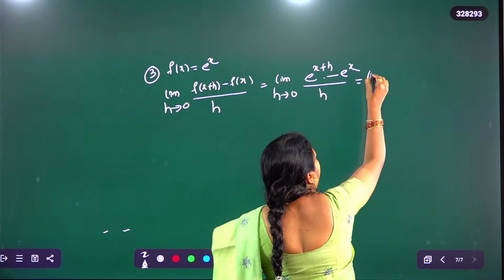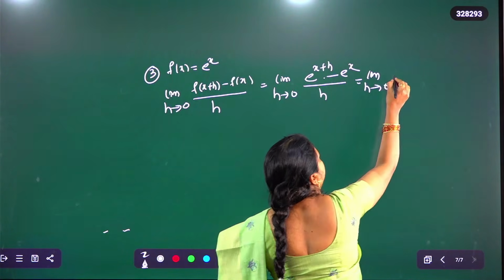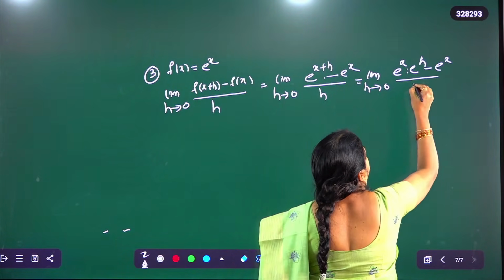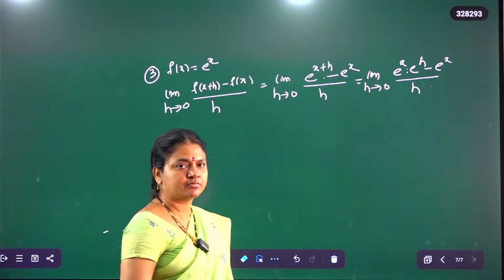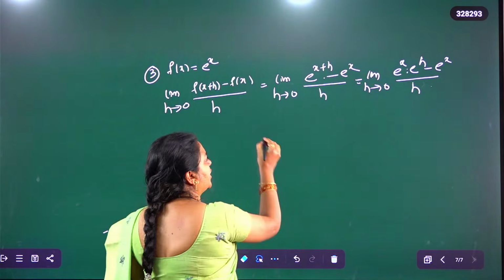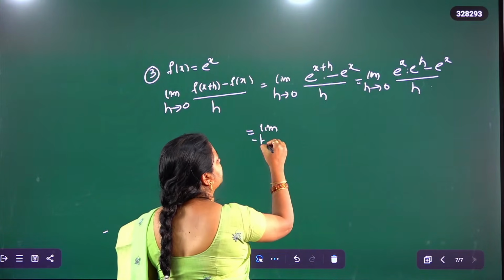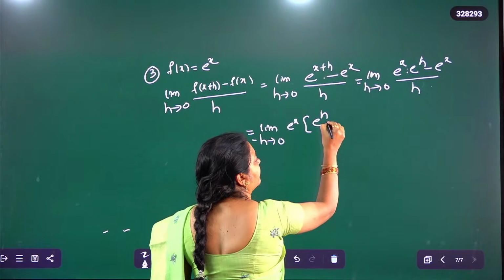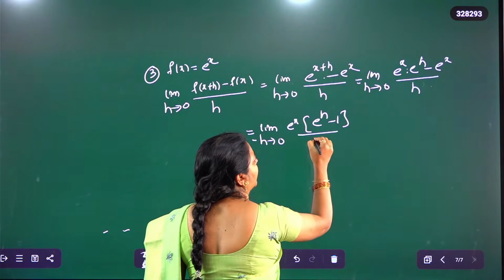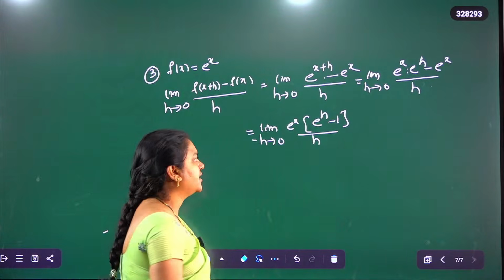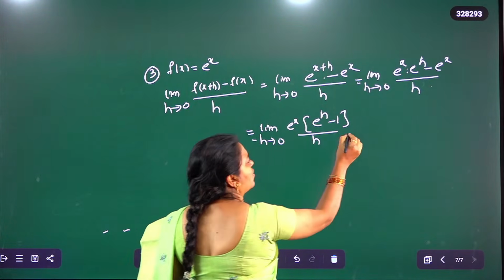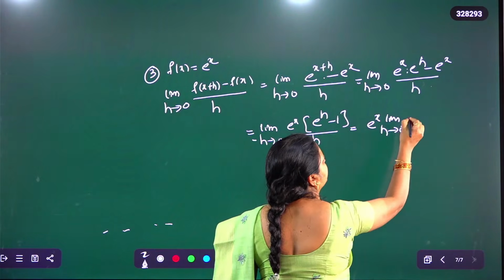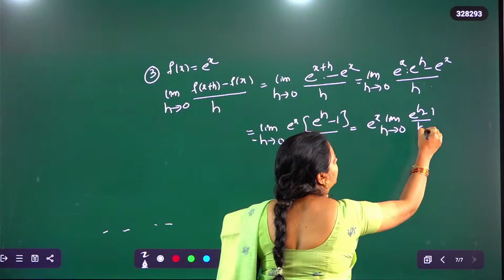Now doing this, what will we get? Limit h tends to 0, [e^x · e^h - e^x]/h. In both terms, e^x is clearly common in the numerator. So we get e^x (e^h - 1)/h. Since e^x has no h, we can write it outside, and the remaining is limit h tends to 0 of (e^h - 1)/h.